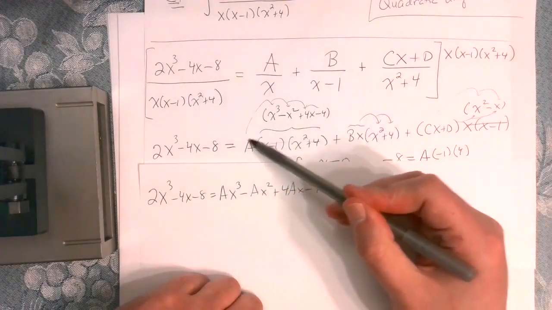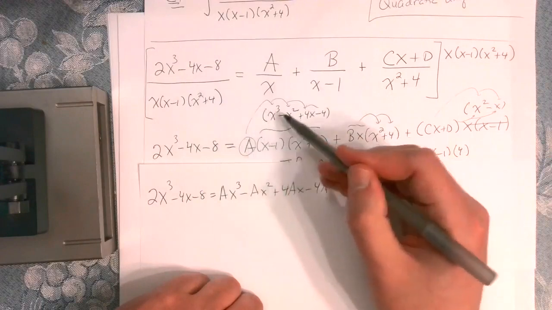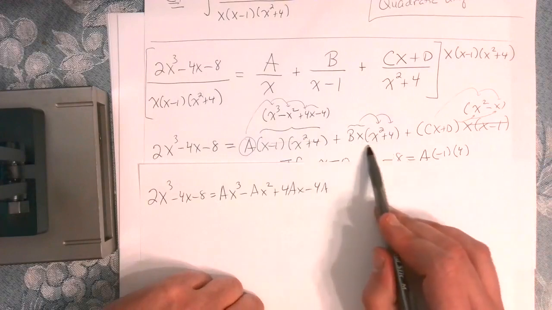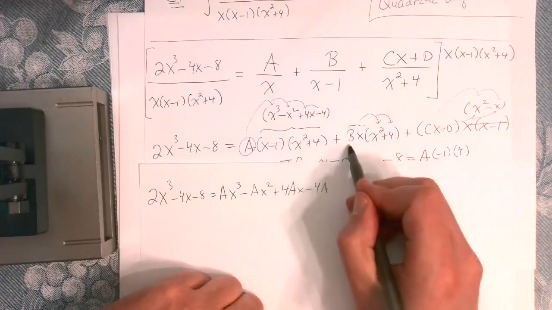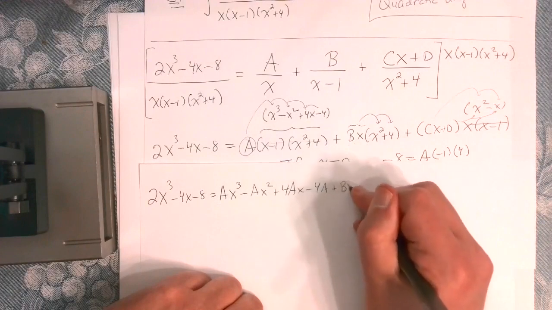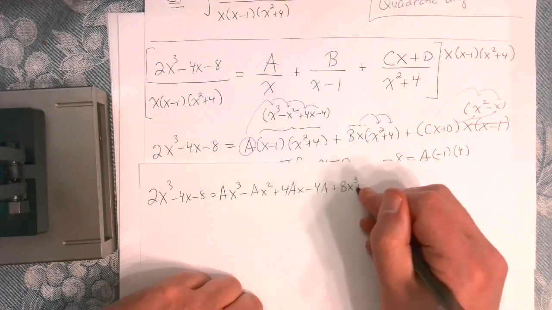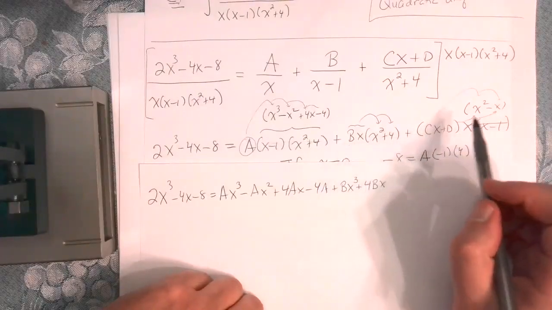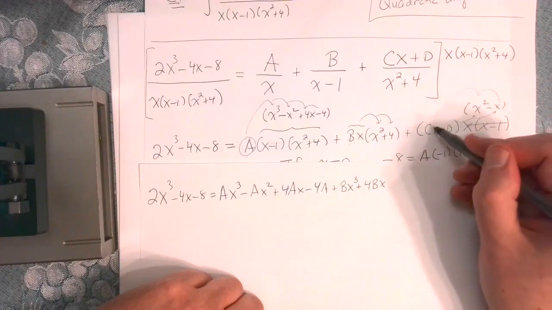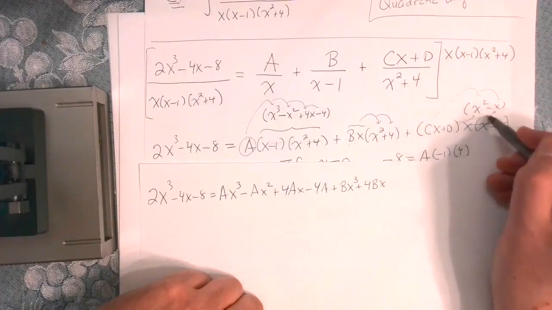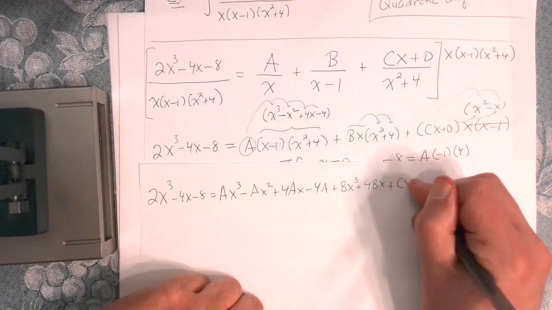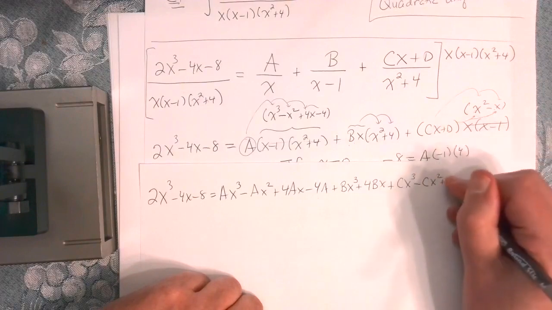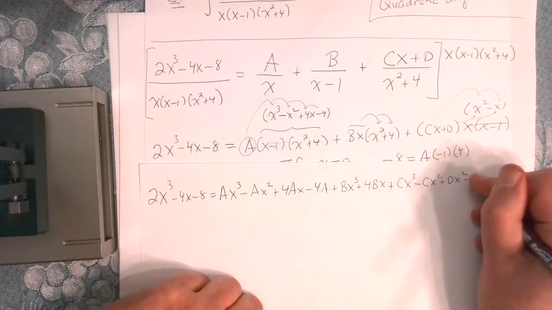So what am I doing? Just distributing this a over all 4 terms to get this. Now I distribute bx. So if I distribute bx, it looks like I get bx cubed plus 4bx. That seems good. And here I'm going to distribute the cx over both terms and then the d over both terms. So that gives me cx cubed, minus cx squared plus dx squared minus dx.